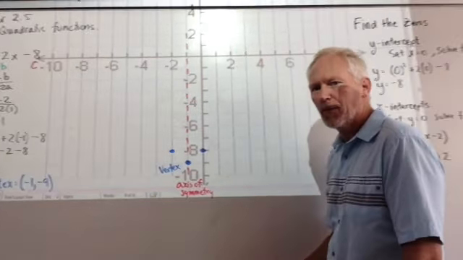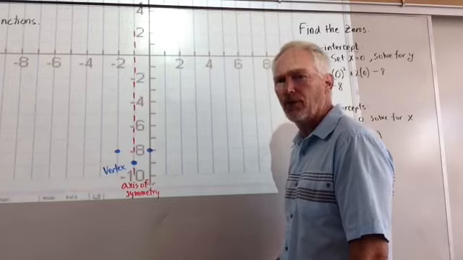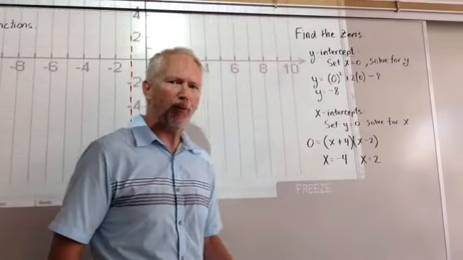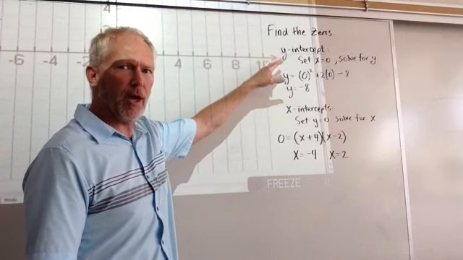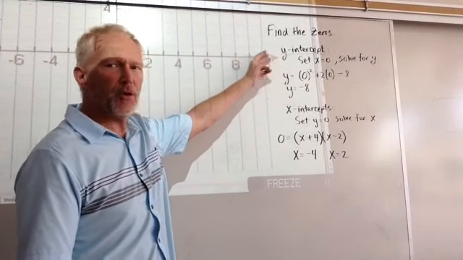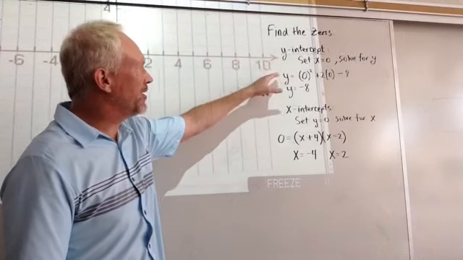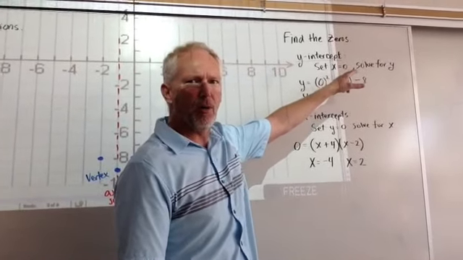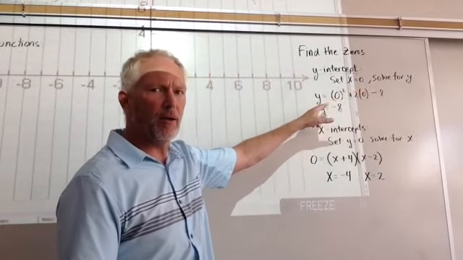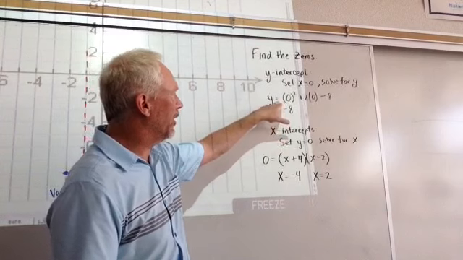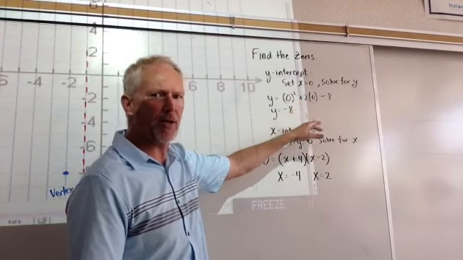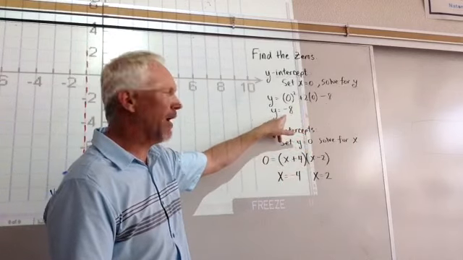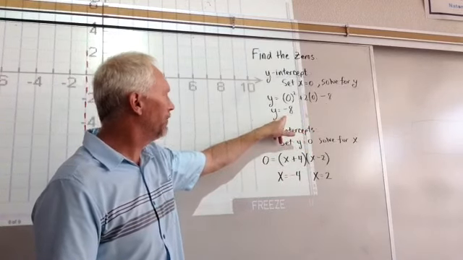All right, let's take a look at now how we find some zeros of the function. And for that, we look at finding the zeros. We initially have finding the y-intercept. And so when we set x equal to 0, we solve for y. So we plug in y is equal to 0 squared plus 2 times 0 minus 8. And that gives us a y value of negative 8.